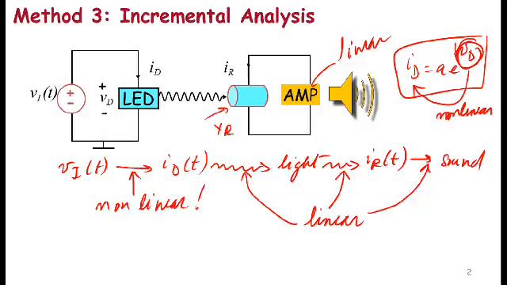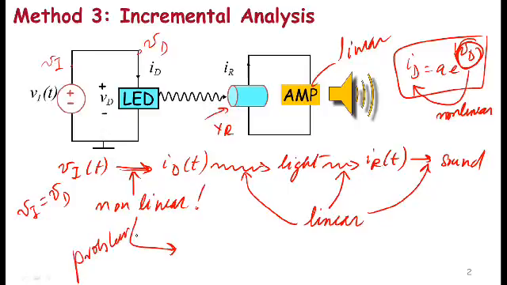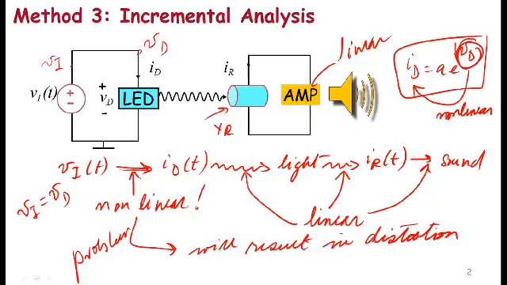Notice that in this case, Vi is the same as Vd. The node voltage here is Vi, which is equal to the node voltage here, Vd. The two are the same. So given that, the VI to ID conversion is nonlinear because my device is nonlinear, and that is a problem. What that will do is lead to distortion. Because this is nonlinear, it will result in a distorted sound.